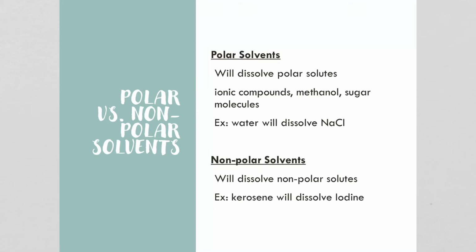So solvents can be polar or nonpolar. Polar solvents will dissolve polar solutes. So ionic compounds, methanol, sugar molecules would all dissolve in a polar solvent. And an example of a polar solvent would be water. Water would easily dissolve sodium chloride or any of the materials listed above. Nonpolar solvents will dissolve nonpolar solutes. So, for example, iodine is nonpolar. It won't dissolve in water, but it will dissolve in kerosene, which is a fuel, which is also nonpolar.